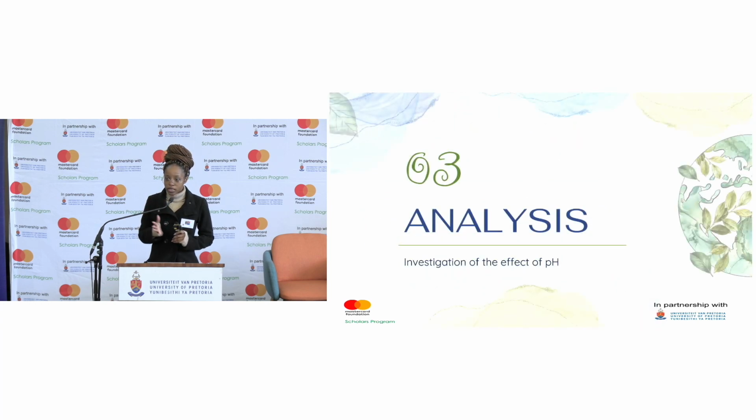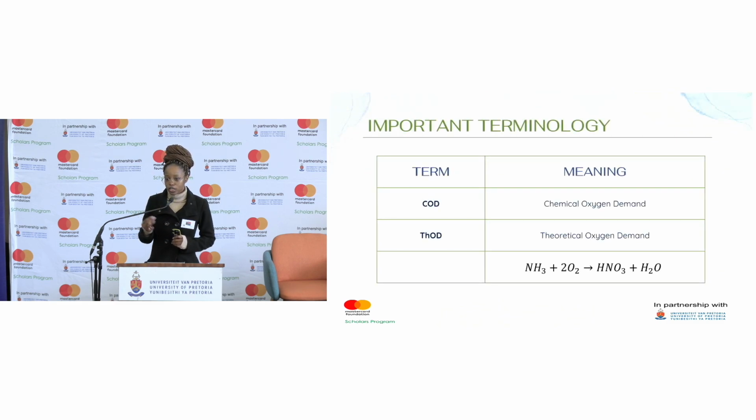Given all that has been said, let us now look at the analysis of the investigation of the effect of pH on the aerobic polishing of liquid digestate. As we continue, this is some important terminology that you need to be aware of because it will come up quite often. Chemical oxygen demand is the measure of the chemically oxidizable material present in any given sample, and the theoretical oxygen demand is the amount of oxygen needed to oxidize ammonium to nitrate, as shown in the formula.